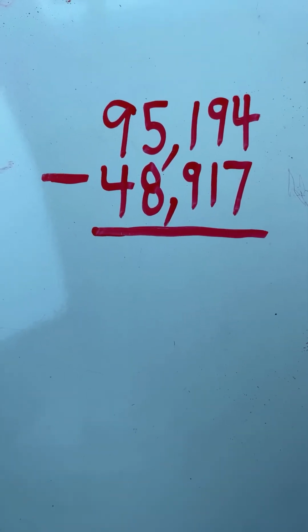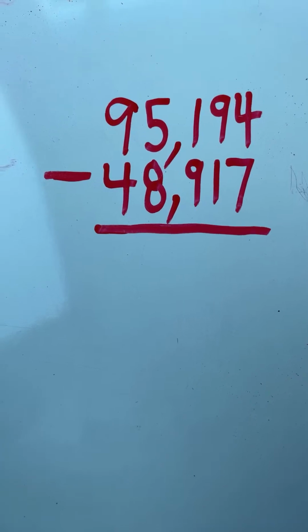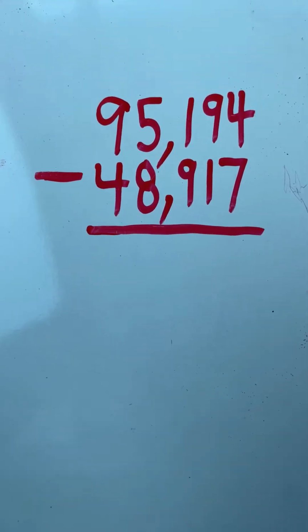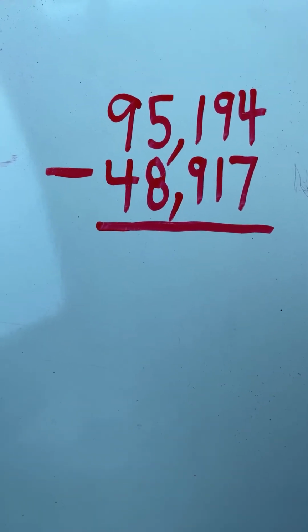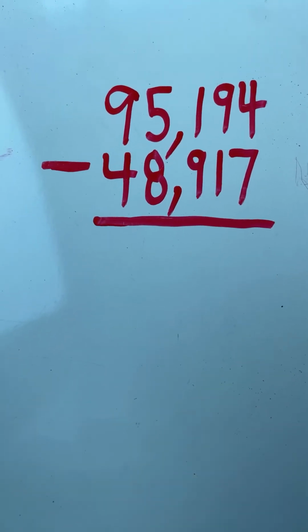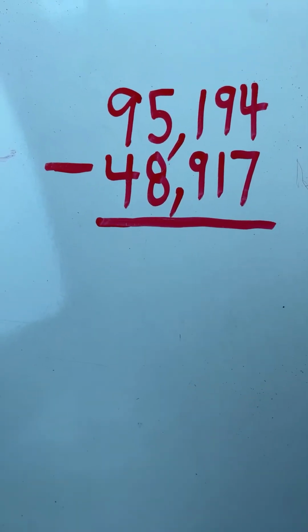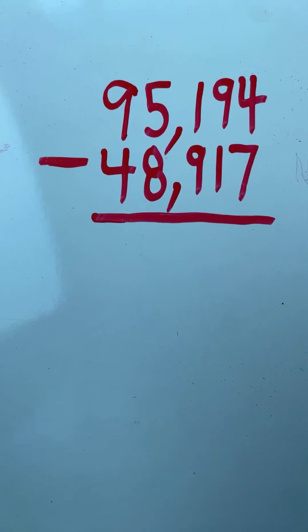So this video is going to be a review of multi-digit subtraction with regrouping. Our first example problem is 95,194 minus 48,917. I'm going to go through step by step how to solve that problem.